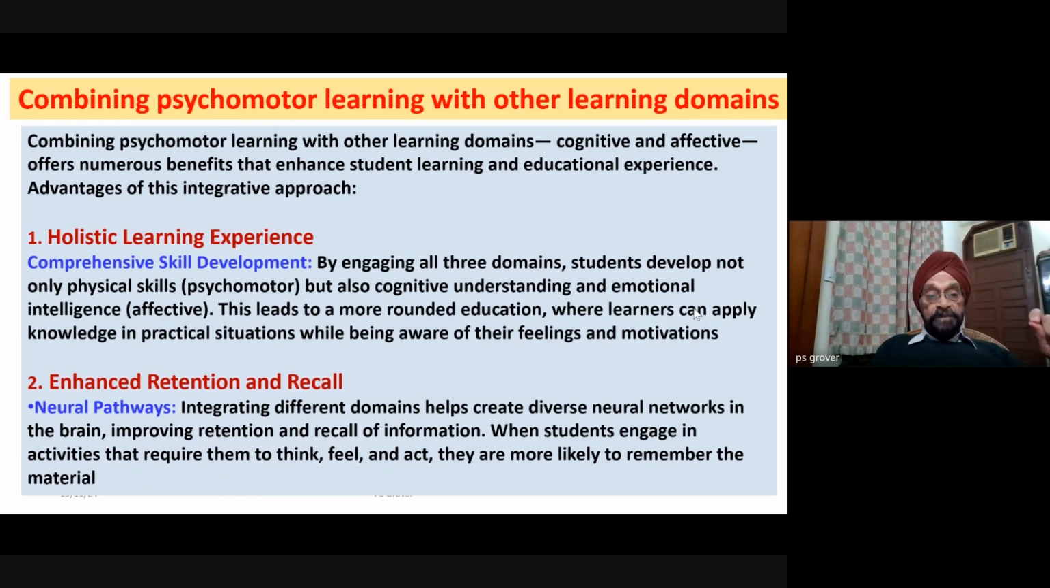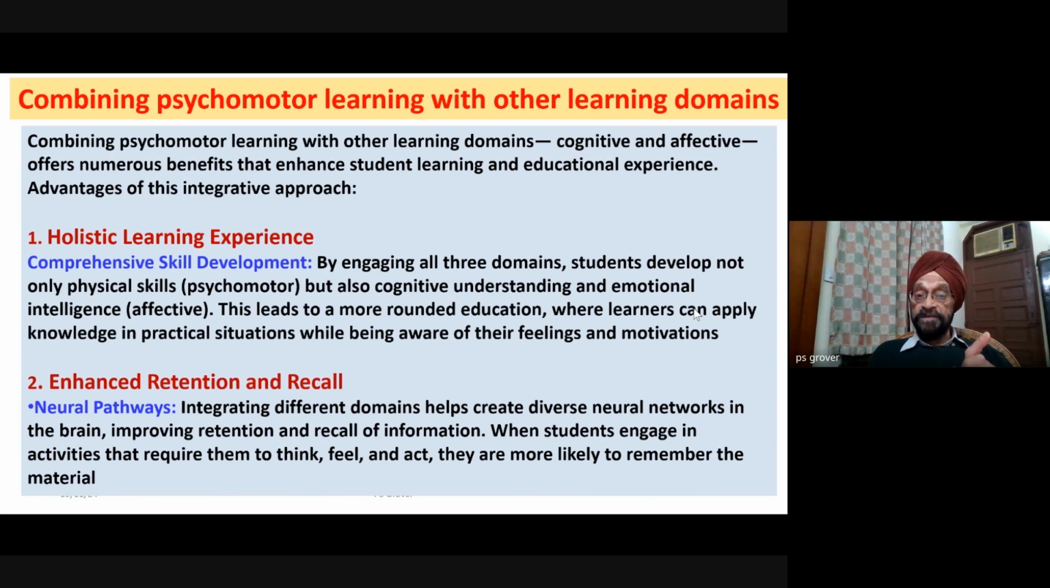So Bloom taxonomy is enabling us to highlight or focus on the natural abilities: cognitive, mental, affective, and psychomotor. Now, the purpose of education is to ignite them. Now, another very important thing I want to share with you, which you will not come across so easily. How about combining psychomotor learning with other learning domains?